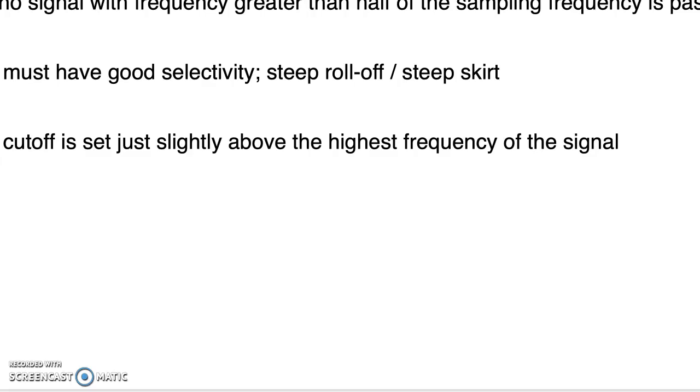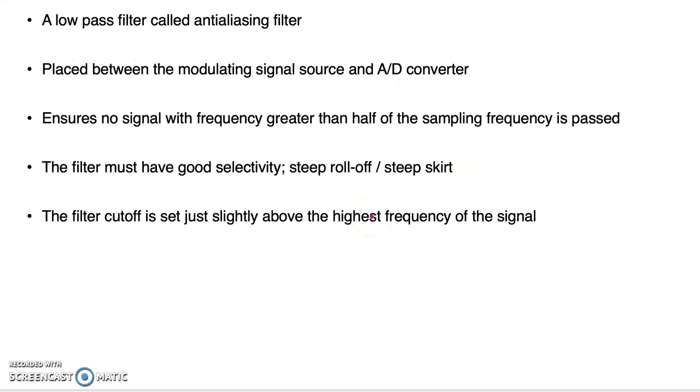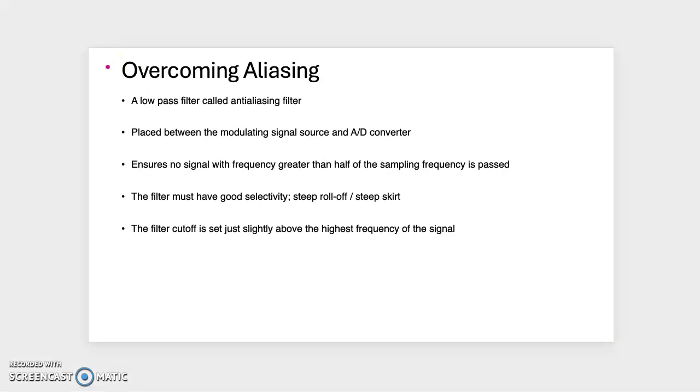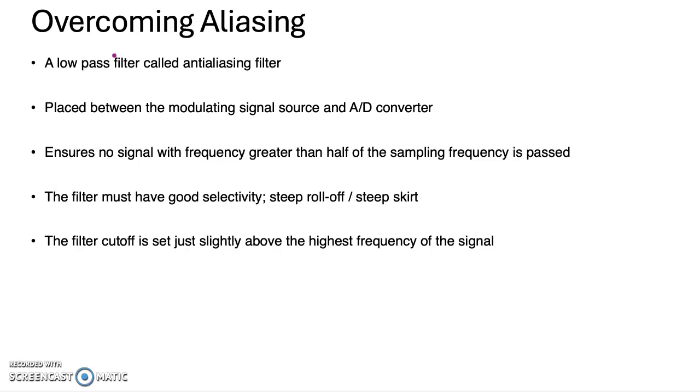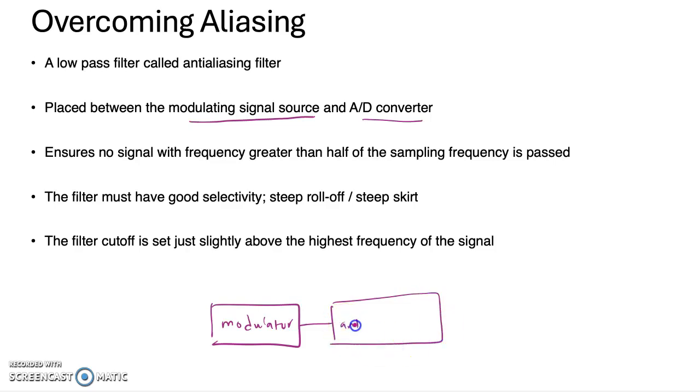Okay, now let's zoom out a bit. So how do we overcome aliasing? A low pass filter called an anti-aliasing filter can be used. It is placed between the modulating signal source and the A to D converter. So this is our modulator, and then we have our anti-aliasing filter, and then we have our A to D converter.